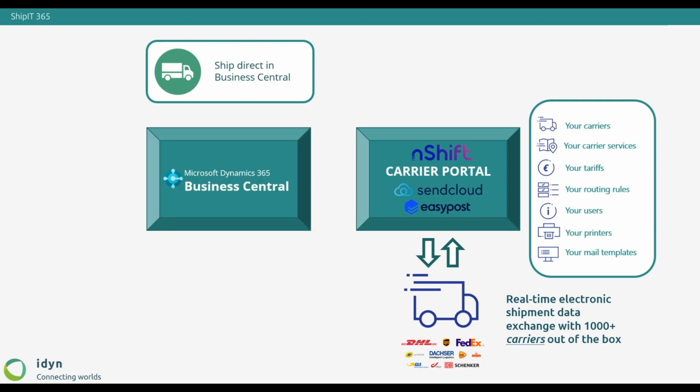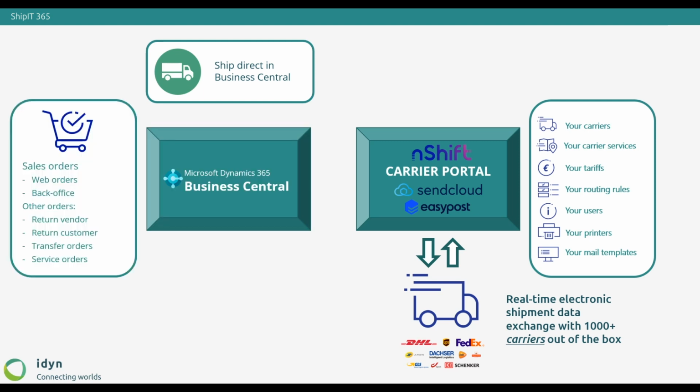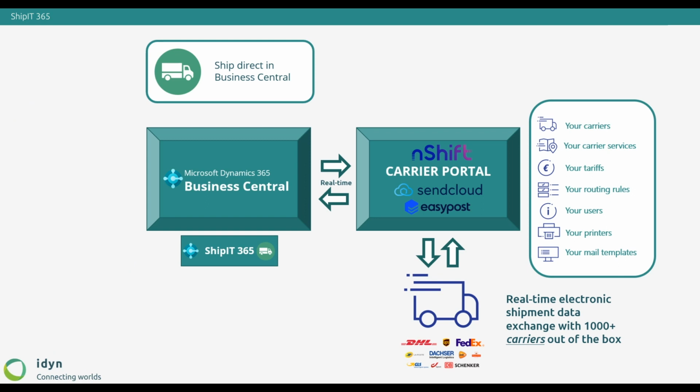On the other end of the spectrum, there is Business Central. In Business Central, obviously, we have our order flow, sales orders that come in, possibly through the web, or that are entered as back orders. But we also have orders such as returns to suppliers, customer returns that we receive. We have transfer orders between warehouses and possibly service orders. On all of these orders, you can use ShipIT 365 right away.